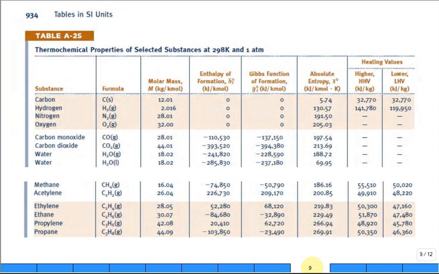So here are the values for the heating values. They're in that table A25. You can see they give you the higher heating value in kilojoules per kilogram and the lower heating value in kilojoules per kilogram. And you can take a look at different fuels, methane, acetylene, propane right here. And you can compute these two numbers and compare them.